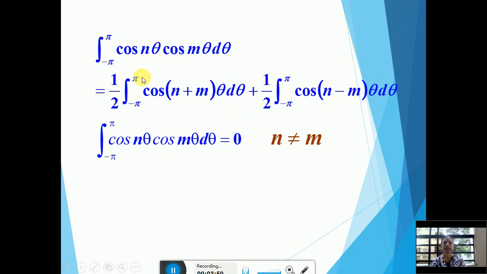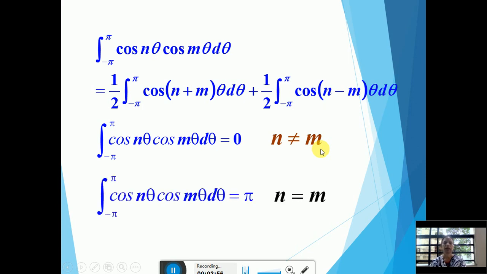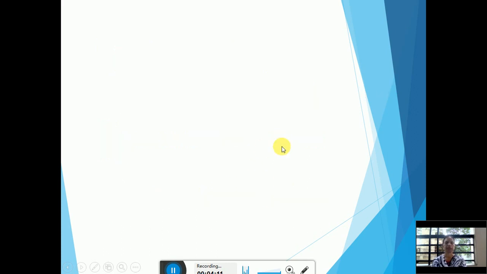When you do this, the integral of cos n theta cos m theta is equal to 0 when n is not equal to m. And when n is equal to m, it is equal to pi. That means if n is equal to m, it becomes cos square n theta. When it is cos square n theta, it is pi. If it is not equal, it becomes 0.